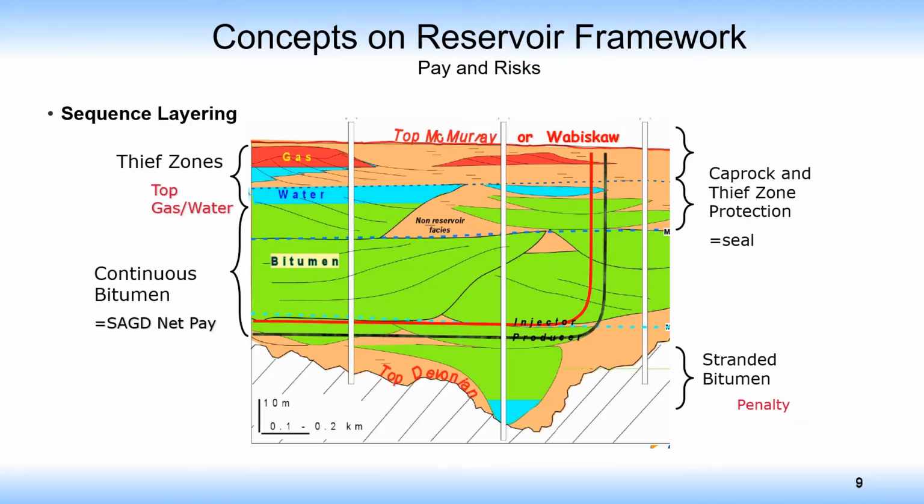If we look at concepts on the reservoir framework, we can then understand some of the pay and risks that we want to be aware of. So we have our main reservoir zone, the best reservoir, and that's our net pay. We try to put the producer injector as low as possible in that to maximize our recovery. We may have some stranded, narrow bitumen, and at the top we may have some thief zones, either water or gas in contact. We need to know about that. If we have non-reservoir facies at the top of the bitumen, this is good. It acts as a seal.